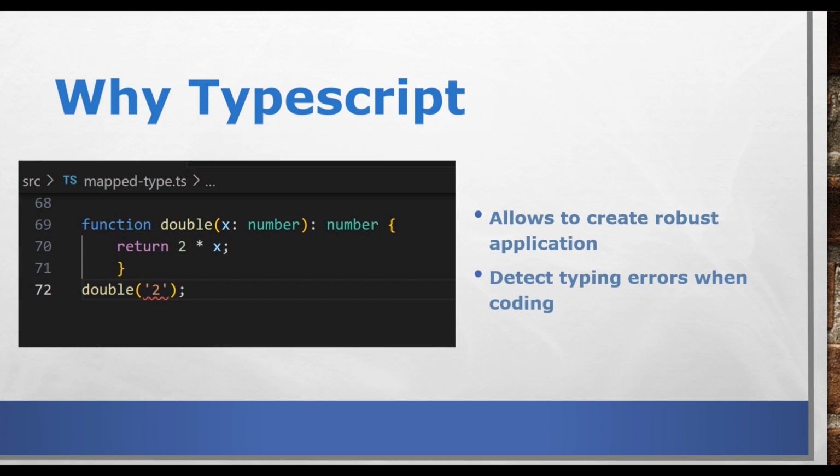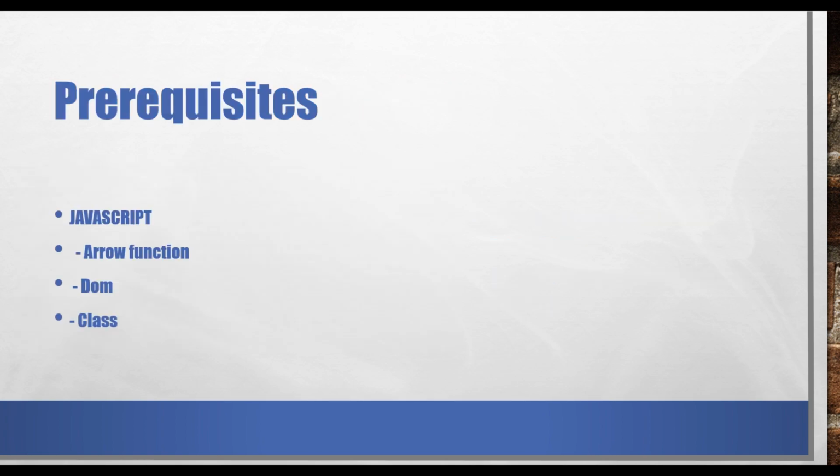On the image, we have a double function, and you can see it takes x as a parameter. X is a number. And when we call our double function with a string, you can see that TypeScript underlines the error. It detects that we are passing a string instead of a number. And that's why we should use TypeScript, because it allows us to detect errors automatically when we are coding.